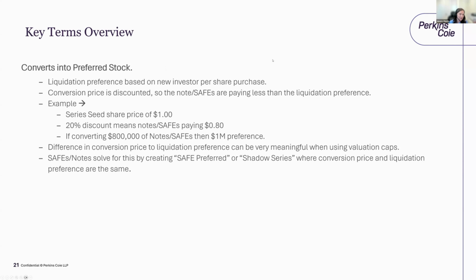In the next price round, these convertibles will convert into preferred stock. Typically, they are not converting into the same preferred stock as the new money, because they're converting at a discount. You want them to convert into what we call a shadow series of preferred, or safe preferred if it's in a safe agreement. One of the benefits of preferred stock is you get a liquidation preference, you may get dividends, et cetera. You want to make sure that preference is pegged on their lower conversion price as opposed to the higher new money price that other investors are investing. That's important for the founders when it comes to how much money you get on a sale, for instance.